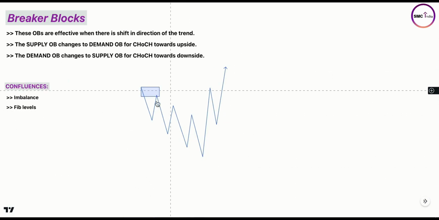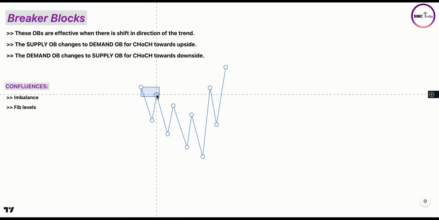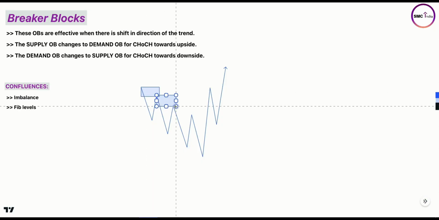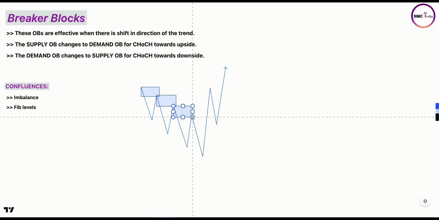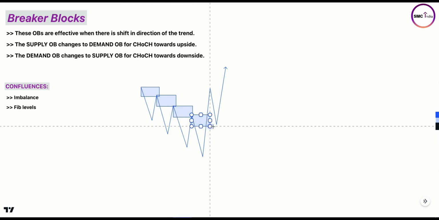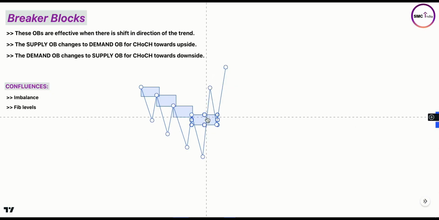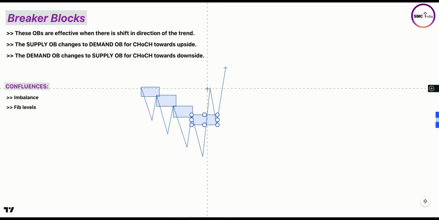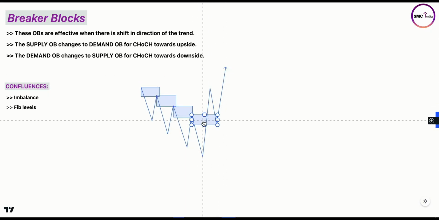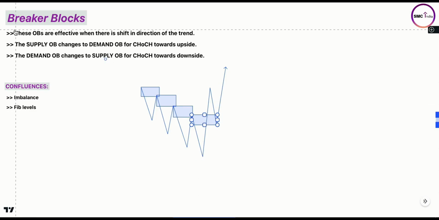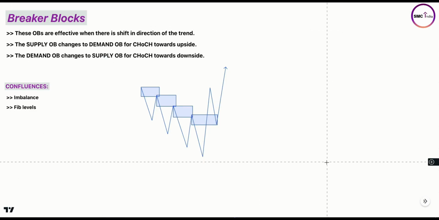The price comes down, comes back up to this supply order block up here, shoots down, again comes back up to this order block up here. Again the price comes down, causing a break of structure to the downside, comes back to this order block up here. And what happens next is that the price comes up, but the supply order block fails and it causes a change of character towards the upside. And next the price comes back to this order block and then moves up again. So when this supply order block fails and changes to a demand order block, we call this a breaker block.